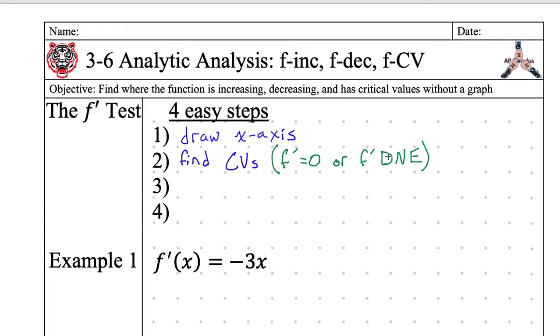And then next you need to test points on either side of the CV to figure out if you're increasing or decreasing. So test points. No calculator. Test points, and then I'll put in parentheses here because this I'm adding on from last year, on sides of the CV, a very critical value, and finally make some sort of conclusion. So conclusion.